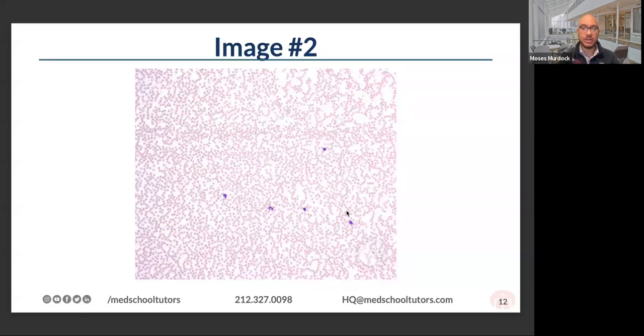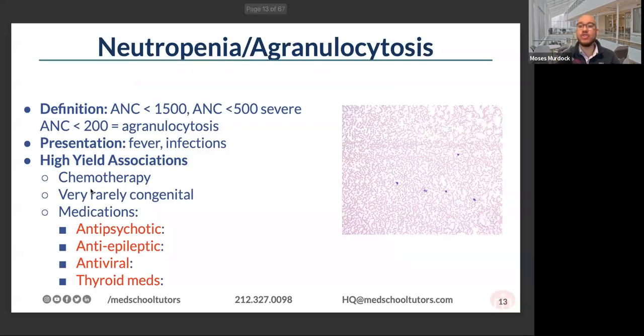Great observation in terms of microcytosis. A little bit tough to see at this magnification. It certainly could have some microcytosis, but the focus on the white cells, what we're really seeing here is neutropenia and agranulocytosis. So first off, a definition. Neutropenia is an ANC, an absolute neutrophil count, of less than 1,500.